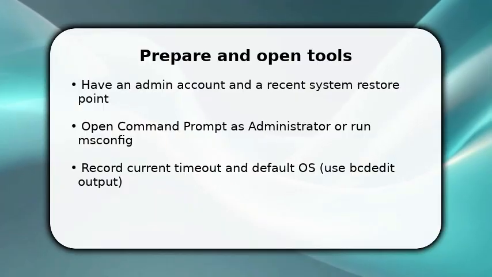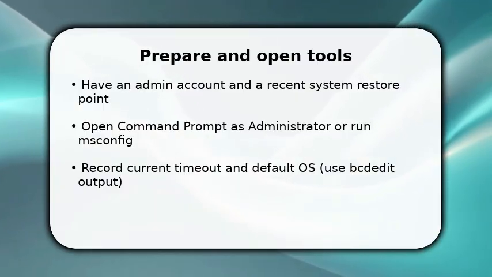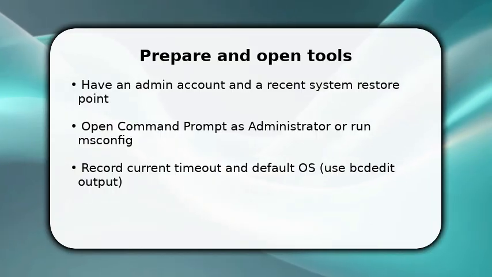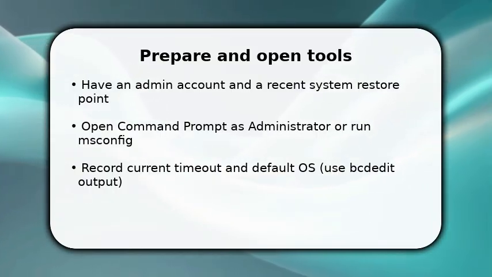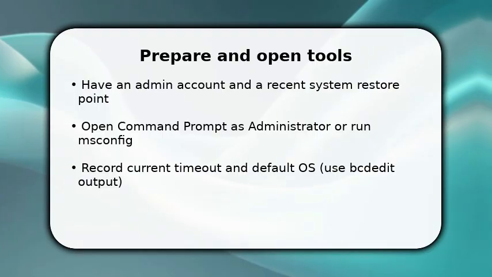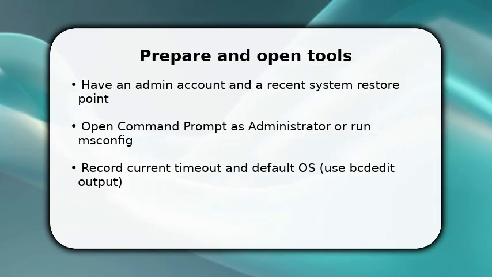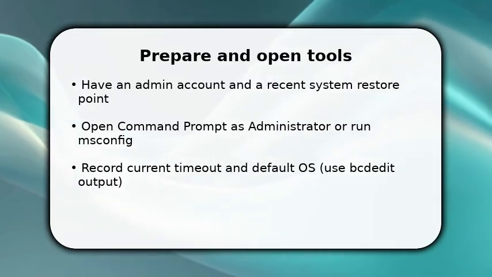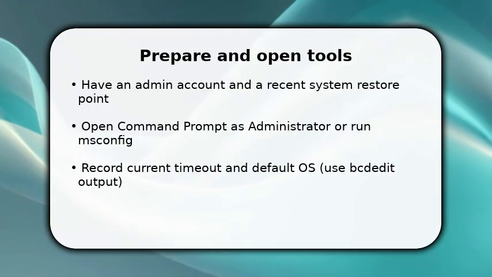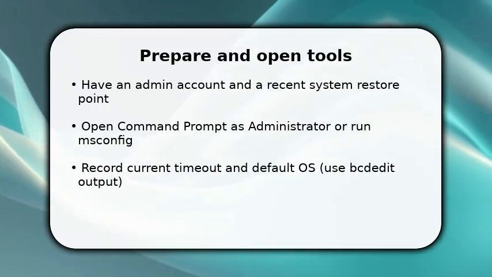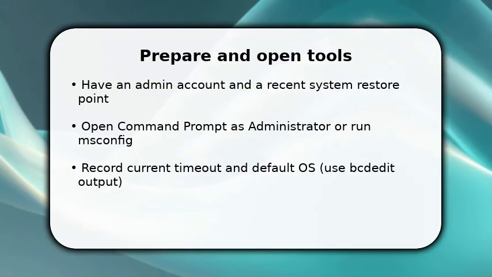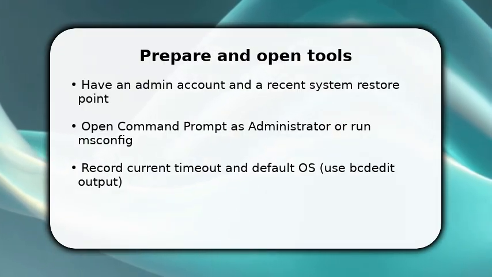Enjoy the video. You start by preparing. Make sure you are signed in with an administrator account and create a restore point. Once ready, open Command Prompt as administrator or press Windows plus R and run msconfig. You should immediately run bcdedit and note the current timeout value and the identifier for the default operating system. This prevents mistakes. Make sure to write these values down.